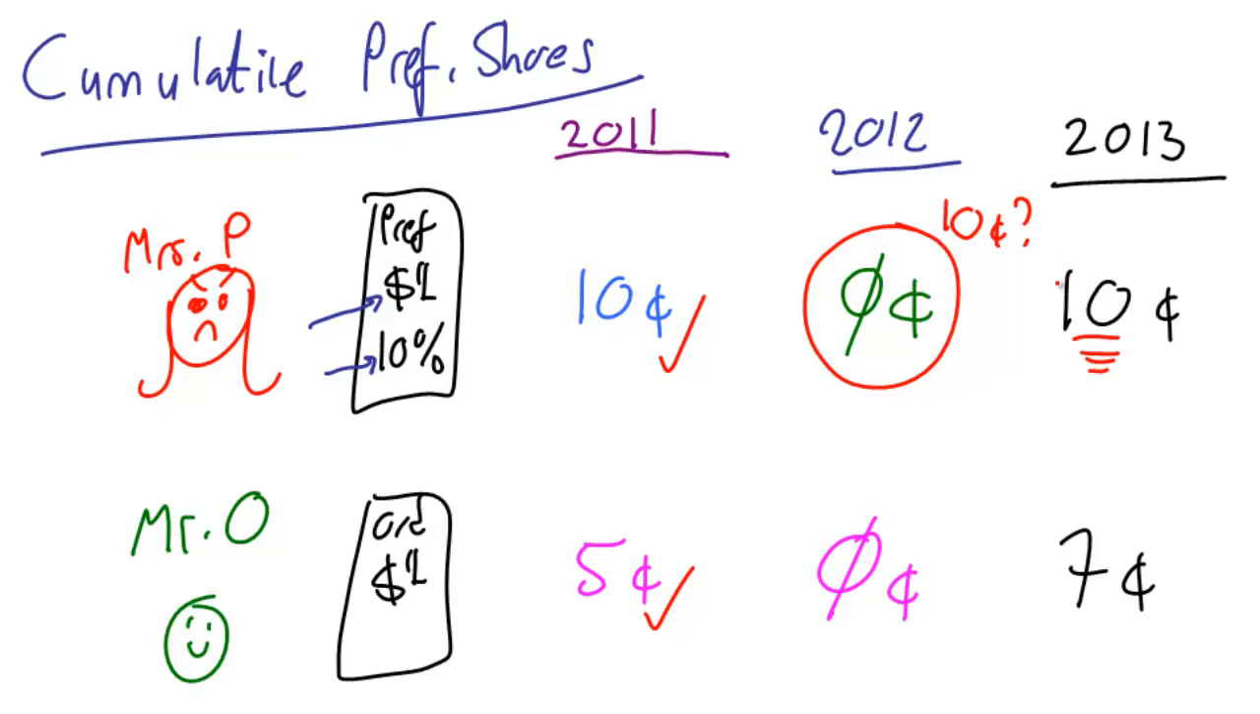Now, she looks in the small print. It's not a cumulative preference share. That's tough for her. She only has to be satisfied each year. So she's extremely unhappy, as you can see. She decides to go back in time to 2010.